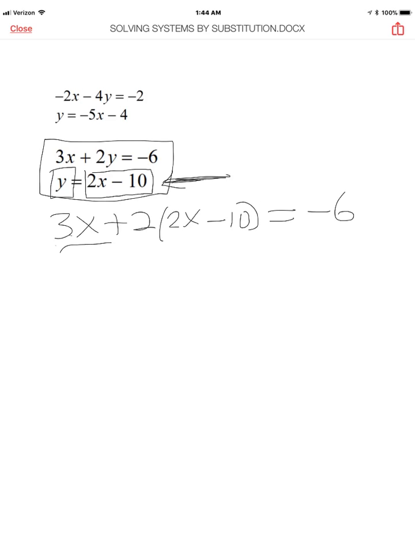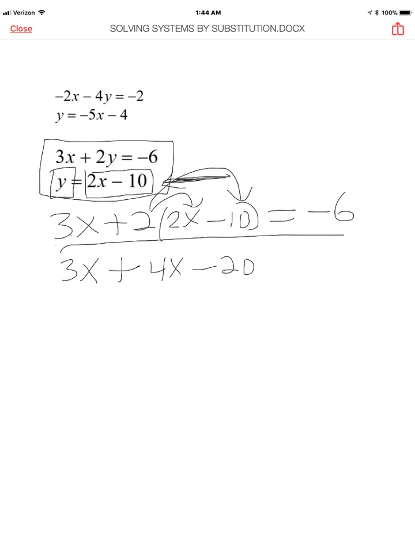So now let's simplify and solve this. 3x plus 2 times 2x is 4x. We distribute: 2 times 2x and 2 times negative 10, and 2 times negative 10 is negative 20, equals negative 6. Now we combine like terms. That will give us 7x minus 20 equals negative 6.